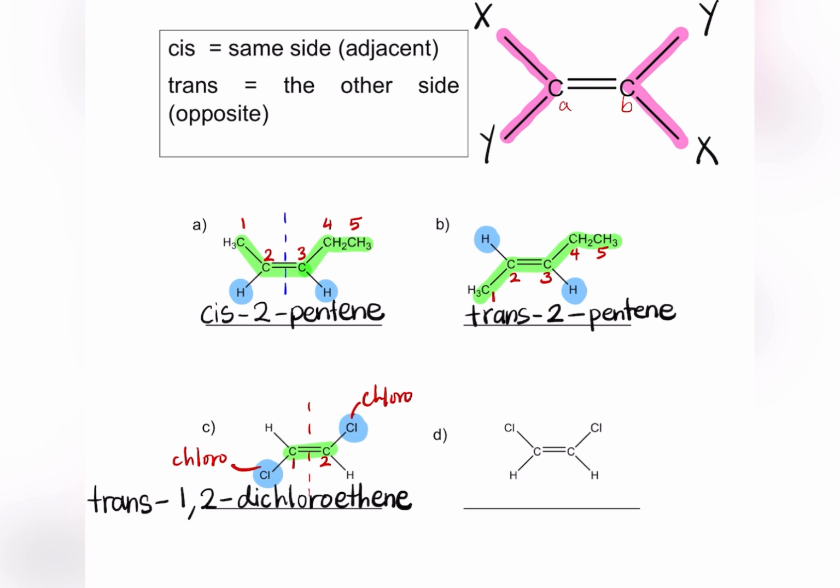And next, you can see that for D, it is just the same structure, ethene, but the position of the chlorine atoms right now, both of them are on the same side. So what can we conclude here? That the name will be cis-1,2-dichloroethene. So it's very simple. That's how you give the name for cis and trans.